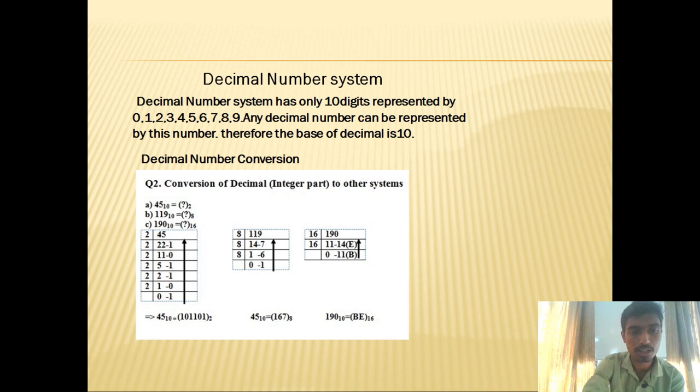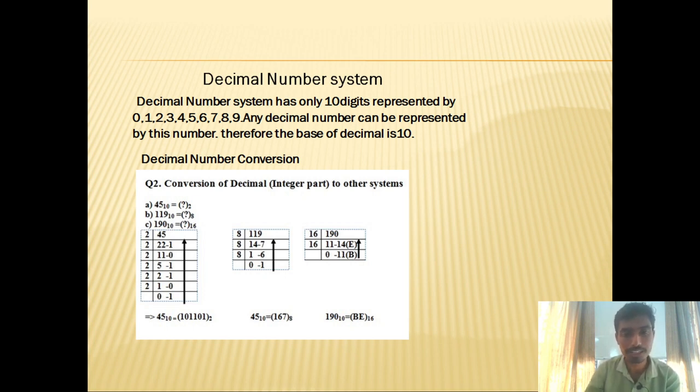So 190 is divided by 16. Here 190 will be divided by 16. The answer you got, 14 will be represented as E and 11 will be represented as B. You can see it in the hexadecimal number system.